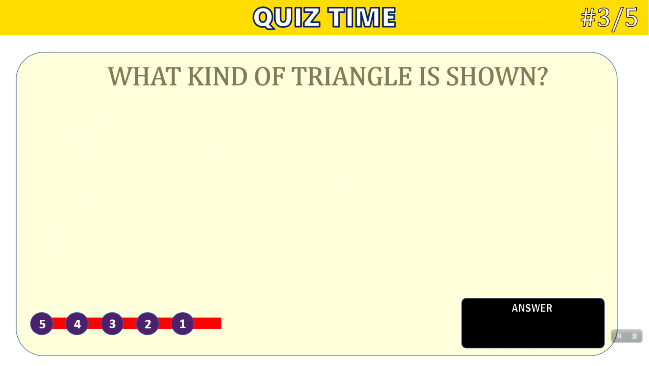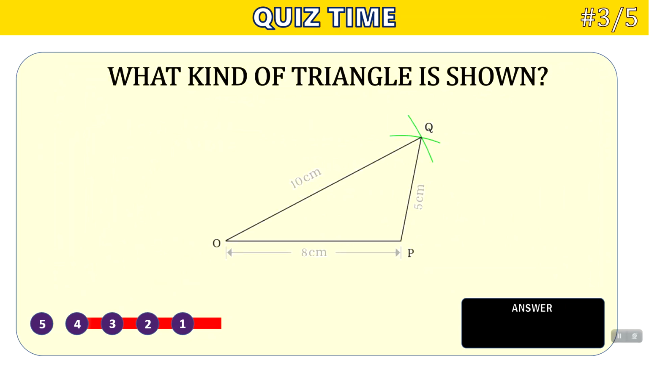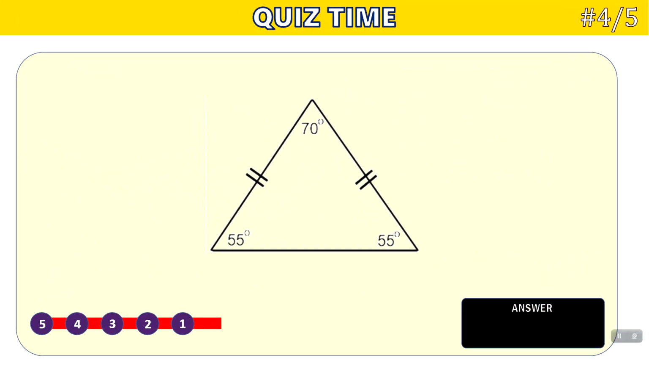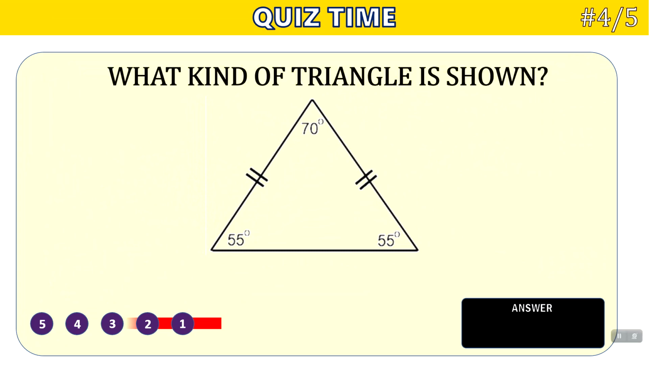Question 3. What kind of triangle is shown? Time's up. We can see that there are no equal sides, 10 centimeters, 5 centimeters, 8 centimeters, and no equal angles. In this case, this is a scalene triangle. Question 4. What kind of triangle is shown? Time's up. We can see that there are two equal angles of 55 degrees. And the sides, we can see the markings with the two lines that show us that those two sides are equal. And therefore this is an isosceles triangle.